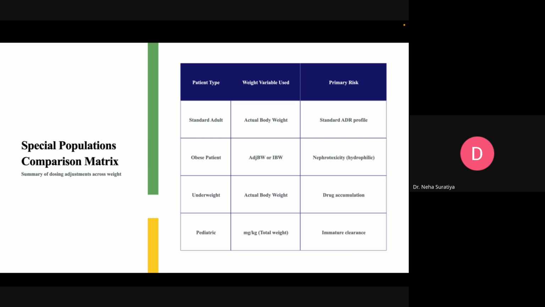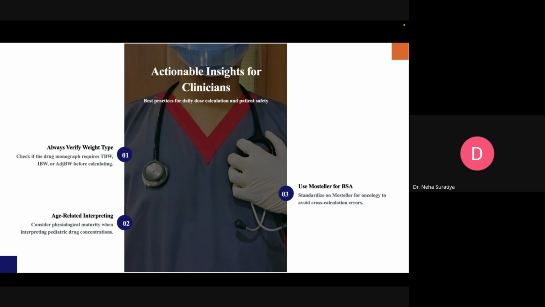You can consider this the summary for today's session. We have some actionable insights for clinicians. These are practical rules you should carry into your daily practice. Always verify your weight type, whether it is total body weight, ideal body weight, or adjusted body weight. Also, do age-related interpretation. Pediatric drug levels are not equal to adult drug levels. Consider physiological maturity, whatever principles I have shared today, and use BSA, especially in oncology. Always avoid switching formulas mid-calculation. Correct weight plus correct formula is what makes a safe dose.